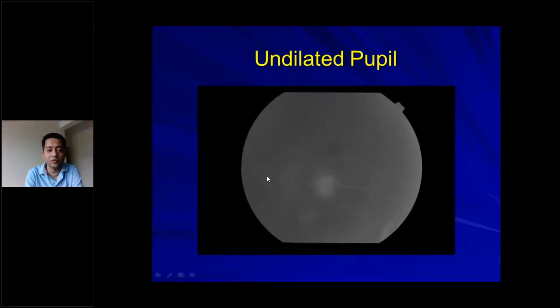This is an FFA of a patient who has an undilating pupil, and as you can see, we have very poor fundus pictures. So before we order FFA, you need to make sure whether the patient is suitable for this study, for this investigation, or not.